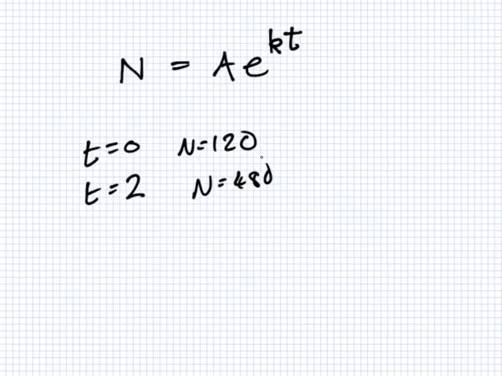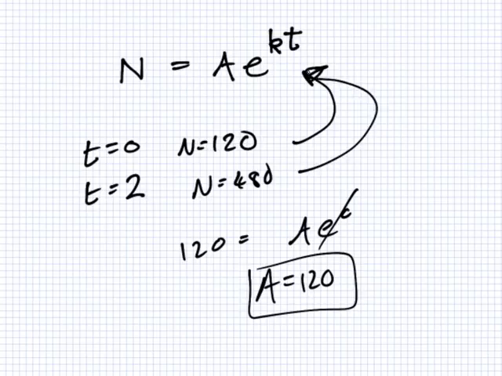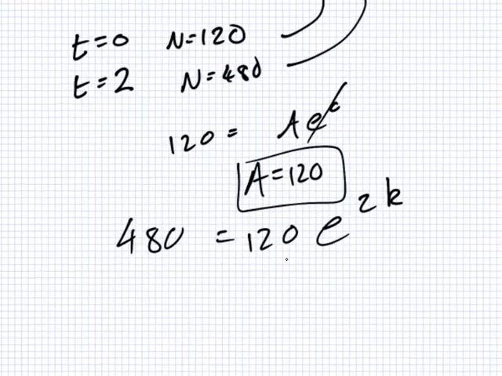So the a is easy to get because if we put this in here, we get 120 equals A e^0. So we get a is 120. A little bit harder is the k. We put this in to get the k. So we get 480 equals 120 e^(2k). Dividing by 120, I get 4 equals e^(2k).